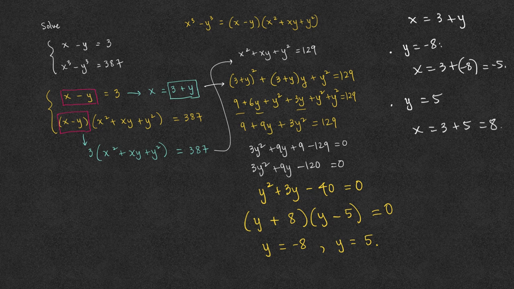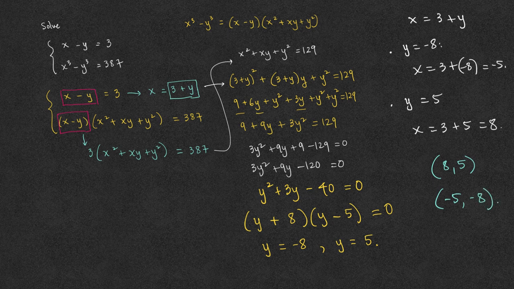So we have two solutions. The first solution is x equals 8, y equals 5, an ordered pair. The second solution is x equals -5, y equals -8. And we should check this.